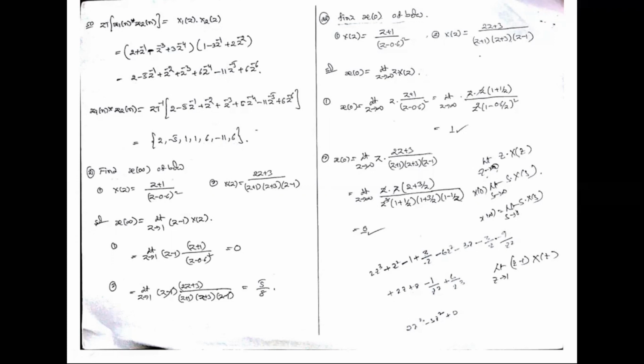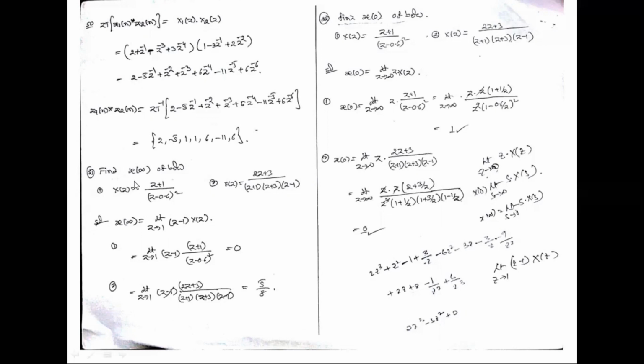Got it, my dear students? The given function is a sequence, so you can write the convolution also as a sequence. Only remember here that convolution in the time domain means you can write the product in the z domain. Got it?